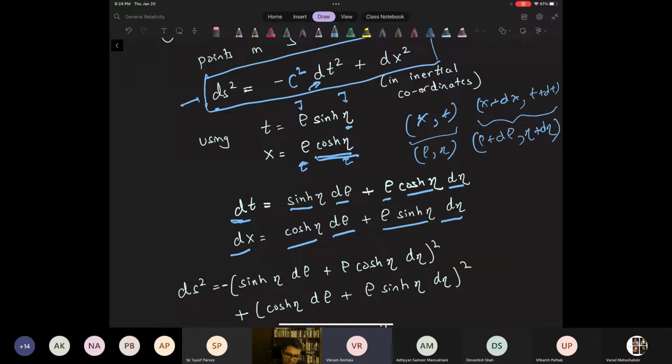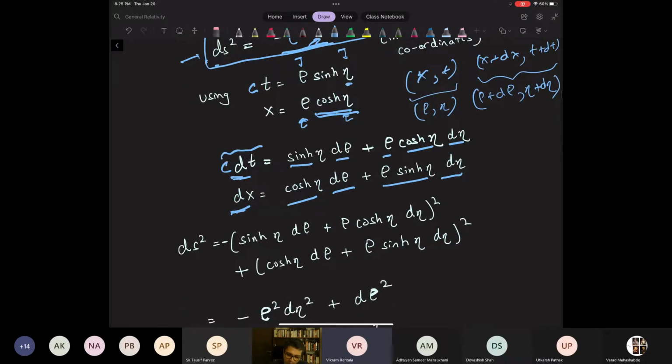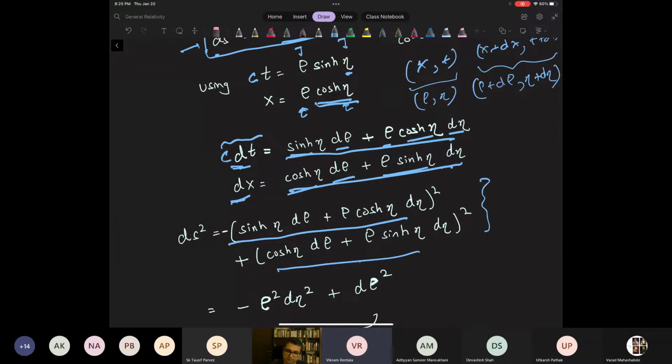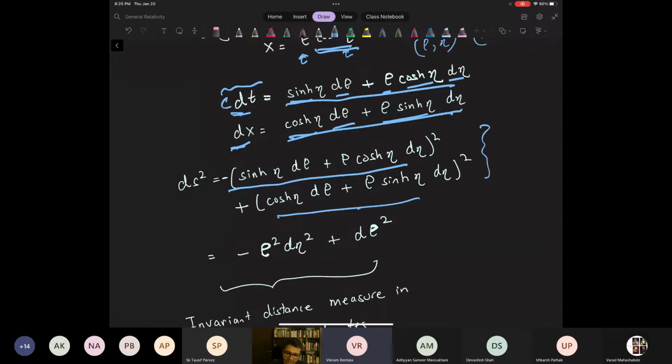So I take dt square and I take dx square. Actually, this is c dt. So I square this, I take a minus sign, and then I add this to dx square. What you would get after you do this, you can simplify this. So this is this square plus this square, and you can see that the cross terms will cancel out. What you will get at the end will be something proportional to d eta square, but which will come with a rho square prefactor, because cosh square minus sinh square will give you 1. So this will have a prefactor of rho square. And the d rho square will come with a prefactor of 1.